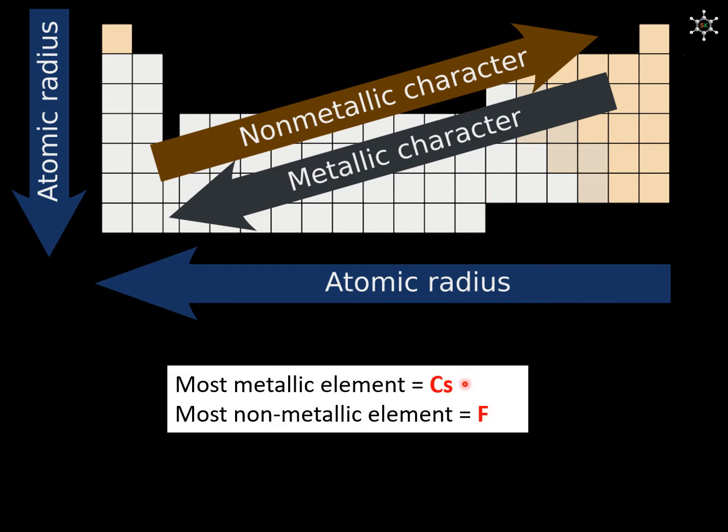The most metallic element of the periodic table is cesium, that sits in the sixth period over here. Below cesium we have francium, but that is radioactive in nature. The most non-metallic element in the periodic table is fluorine, that belongs to the halogen family.